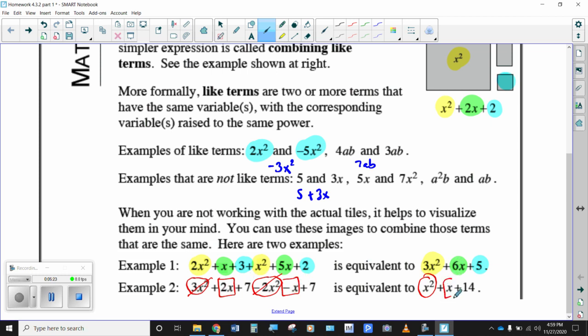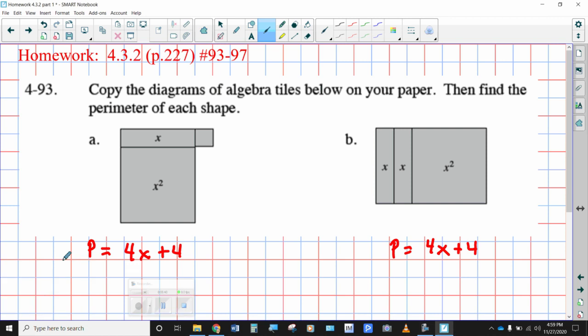So this is going to be my x term. And then 7 and 7 make 14. And so we end up with x squared plus x plus 14 as our simplified expression for this more complicated expression.